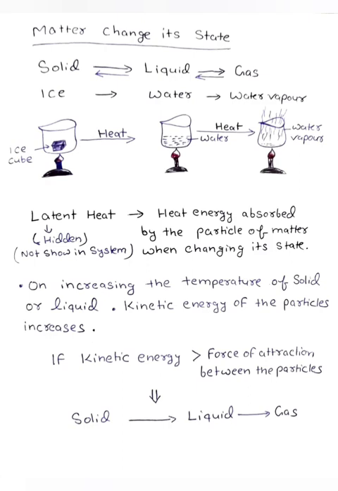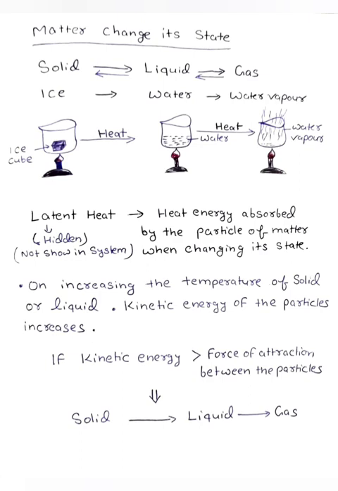What is latent heat? It is the heat energy absorbed by the particles of matter when changing its state. Take the example of the ice cube. When we apply heat from the burner, that heat is absorbed by the particles of the ice cube, which is used to convert the ice cube into a different state, that is water, and that heat used by the ice cube particles is known as latent heat.